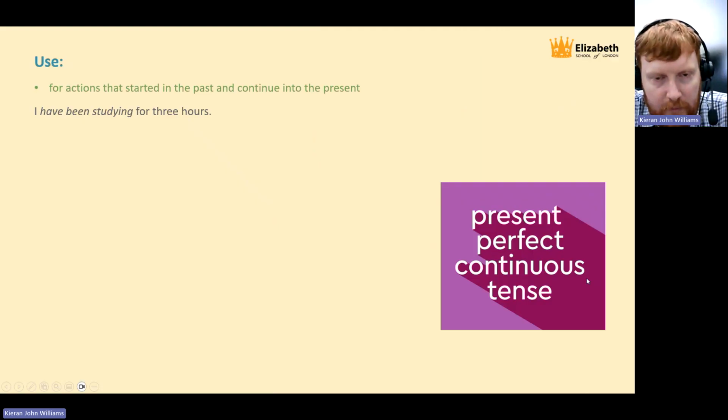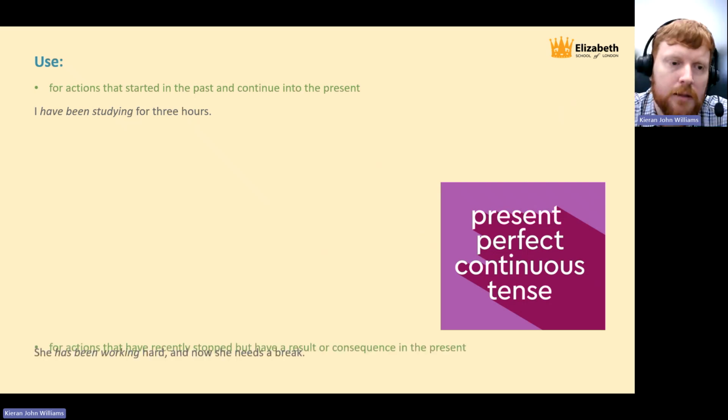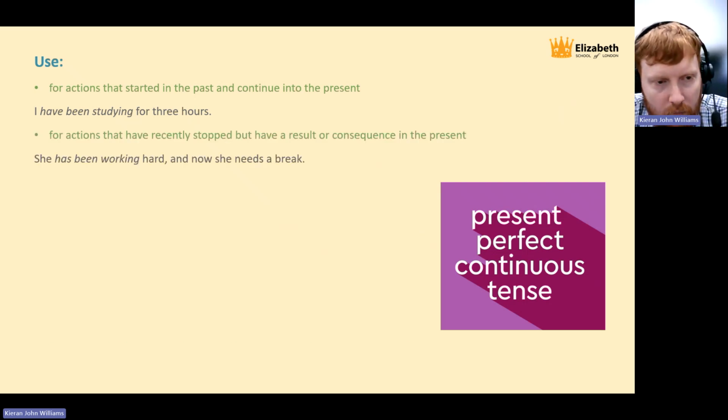Okay, so like we mentioned a little bit earlier, it can be for actions that started in the past and continue into the present. So I have been studying for 3 years. Okay, you started 3 years ago and have continued up to now. Okay, it can be for actions that recently finished, but there is a result or a consequence that you can see now. There is some kind of evidence that proves that that thing happened.